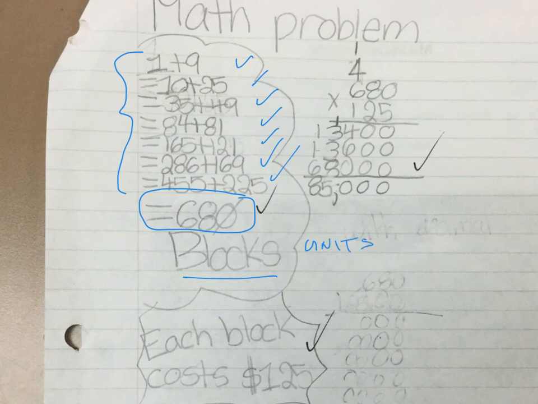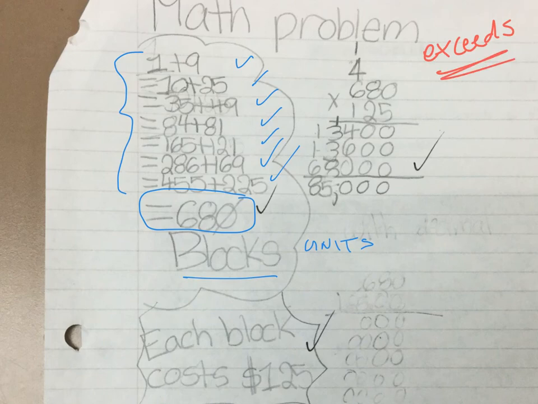It's not 680. Some people put 680. 680 what? Blocks? Fish? Cows? What are we talking about? Now, the other thing I thought about this student solution, I thought was really, really good. If we were going to put this on a report card, this one would be exceeding expectations.